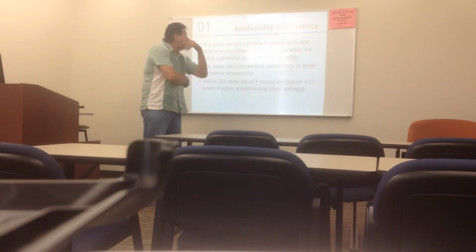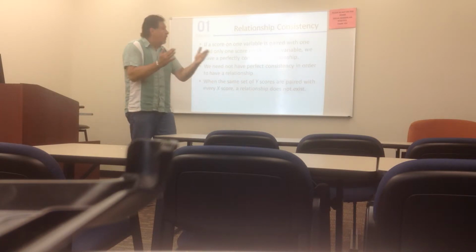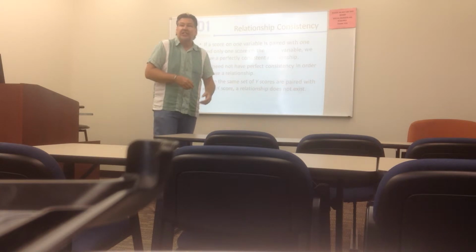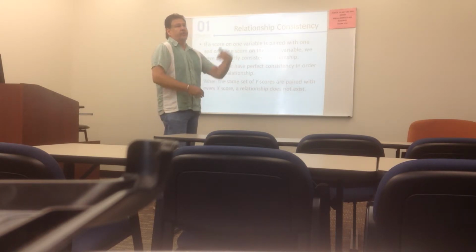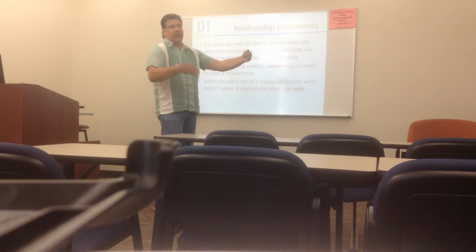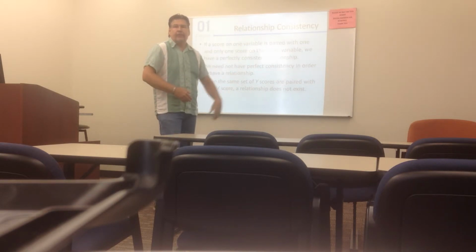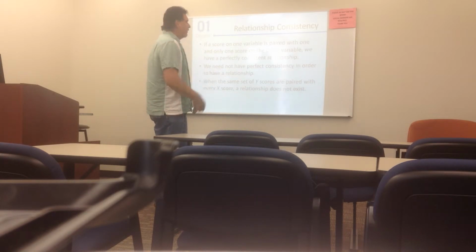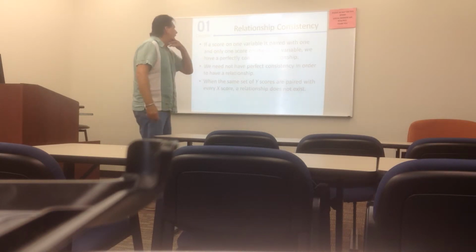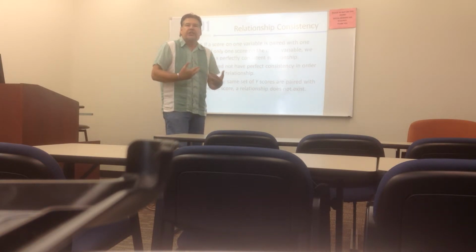Okay, relationship consistency. If a score on one variable is paired with another, we see that we have a perfectly consistent relationship. So if height and weight, if someone were an inch taller and they gained 10 pounds per inch, and that was consistent over the height of every person and the weight of every person, you would have what's called a perfect positive correlation. We need to not have perfect consistency in order to have a relationship, because perfect relationships don't usually occur in nature.